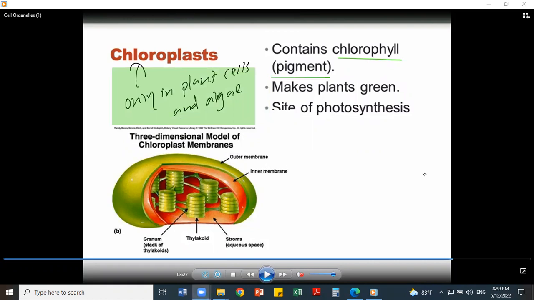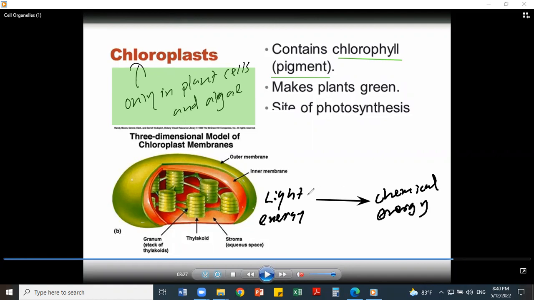If in the exam they ask what is the energy transformation of chloroplast, you can write: light energy into chemical energy. Light energy is converted into chemical energy by chloroplast, because chloroplast produces food, chemical energy. Then there are also two membranes, outer membrane and inner membrane.